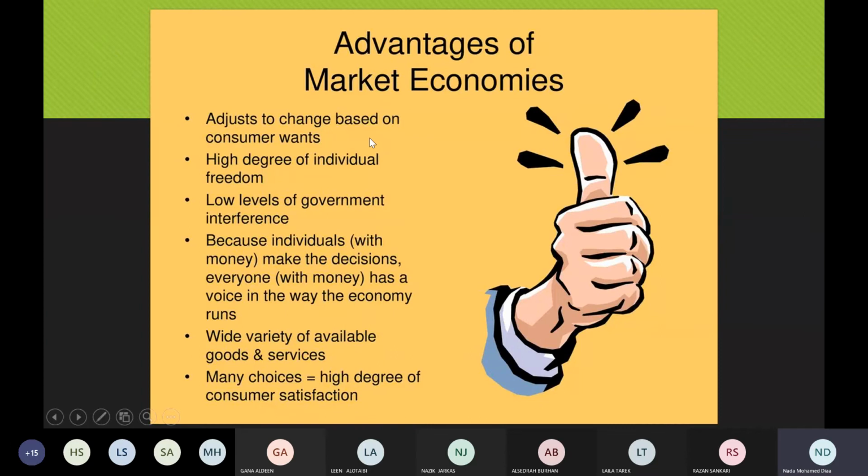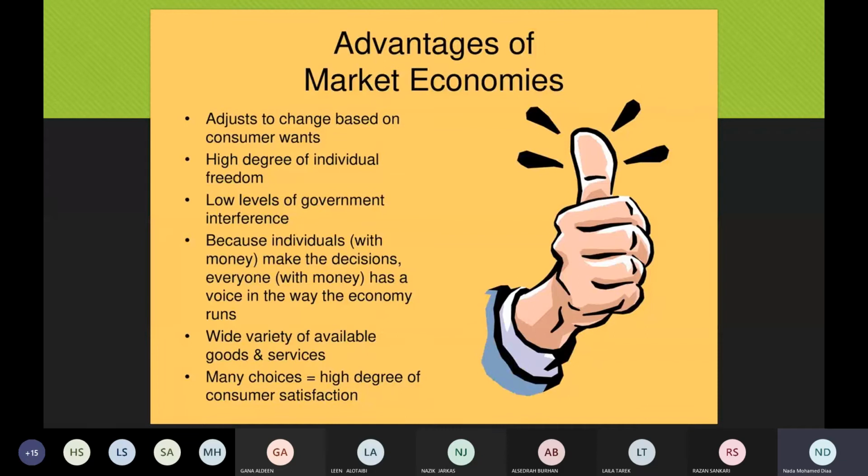Okay, advantages of market economy. They can adjust to change based on consumer wants. So I will produce a new type of tea, and I will name it Ramadan tea. Then no one buys it, so I will stop producing it. So, adjust to change. High degree of individual freedom. I'm free to buy whatever I want. I want to buy this, I'm free. I want to buy that, I'm free.